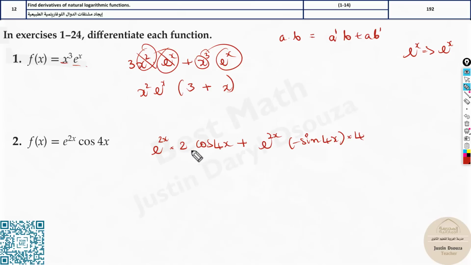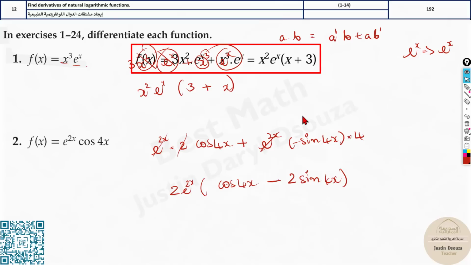Yes, e to the power 2x can be removed, and 2 can be removed. So 2 e to the power 2x removed outside. So this is gone. You have cos 4x plus gone. Over here 2 is gone. This is not plus, it's minus now. Why? Because the derivative of cosine is minus sine, right? So minus remains. And 2 remains here, sine 4x. So that's the answer. Now you can see the options.